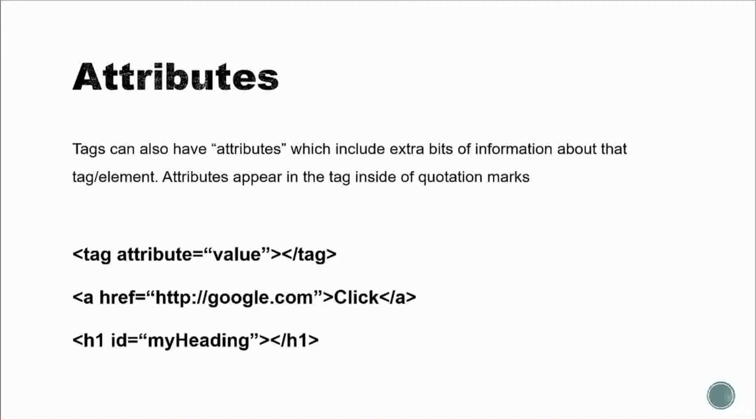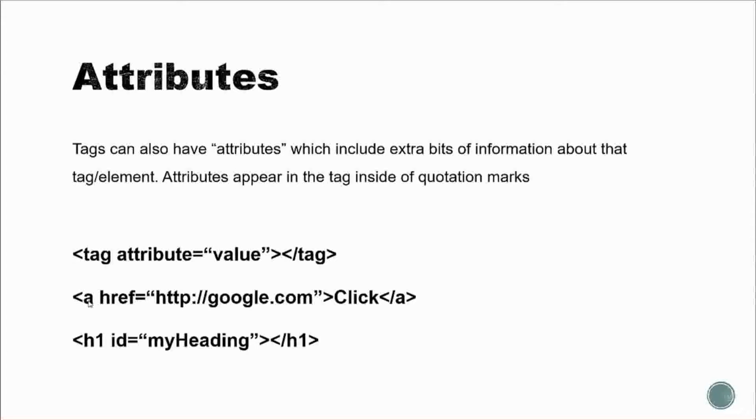So attributes, tags can also have attributes which include extra bits of information about that tag or element. Attributes appear in the tag inside of quotation marks. So this is the syntax here. You can see we have a tag, and then we're going to have the name of the attribute and then set that to whatever we want the value to be.